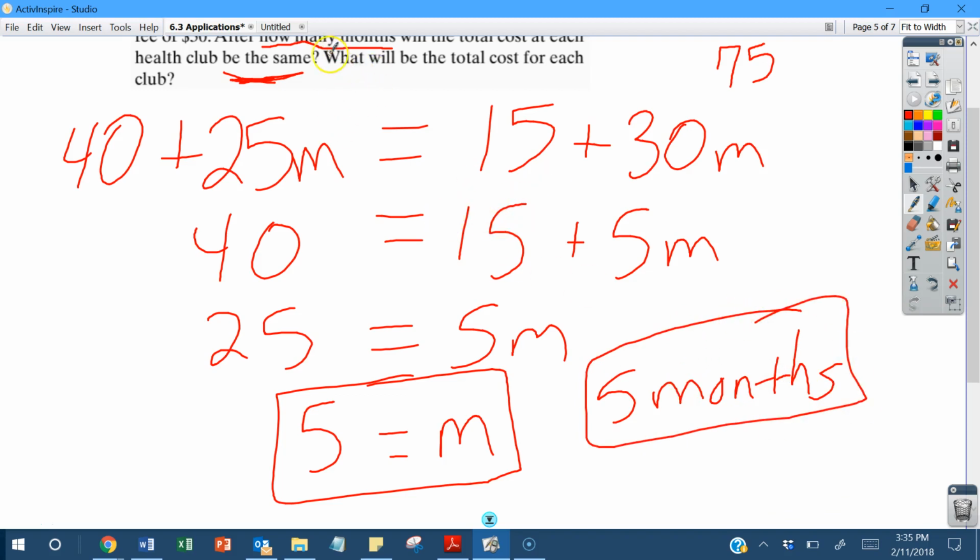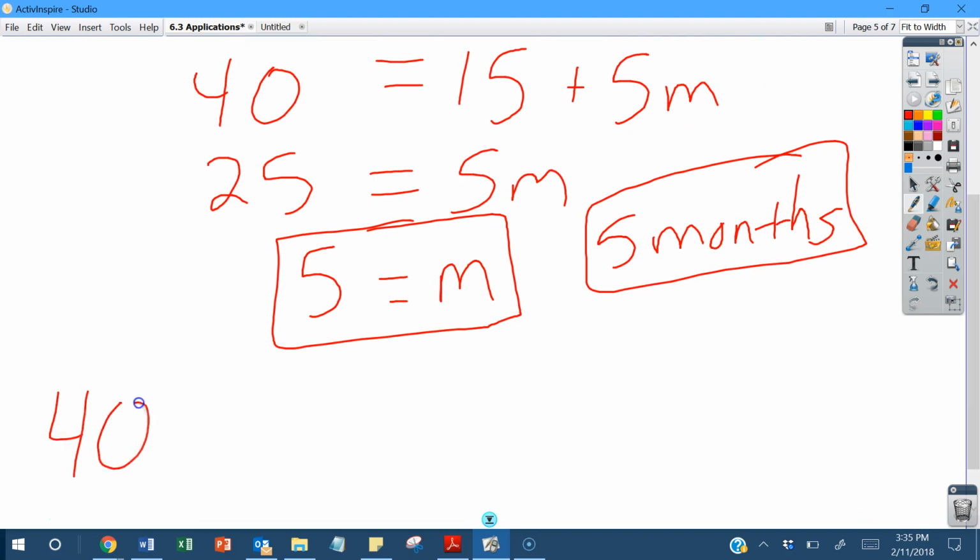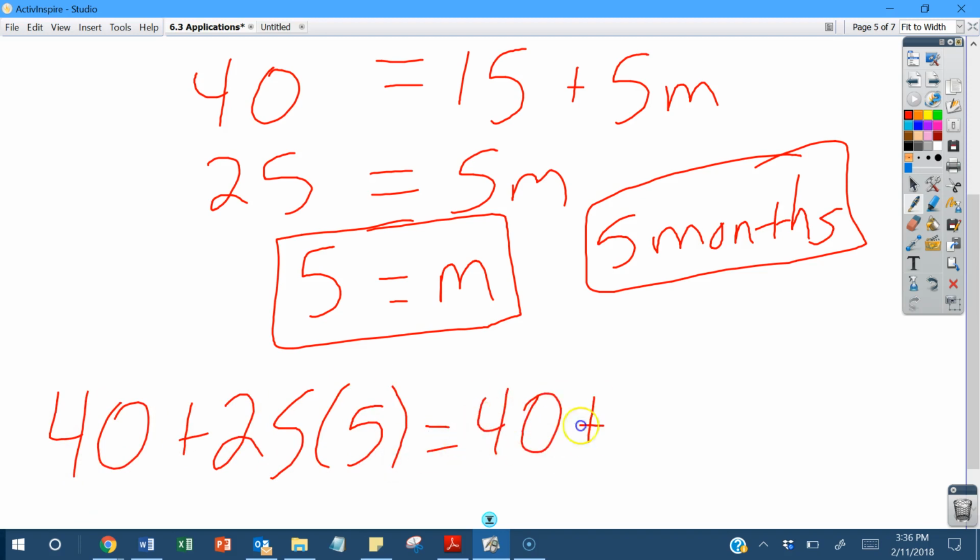The next question says, what will be the total cost for each club? In other words, after 5 months, how much will the clubs cost? Since we know it's 5 months and we have the cost of either club, we can just plug in 5 and see how much this costs. So let's plug in 5 to this left equation. I have 40 plus 25 times 5, which is 40 plus 125, which is equal to $165.